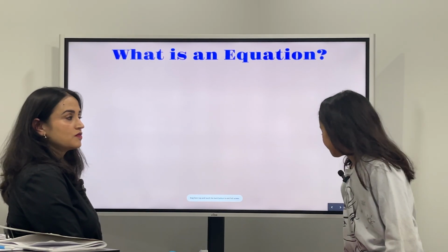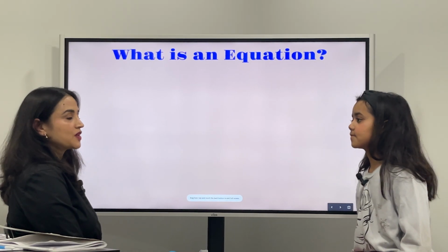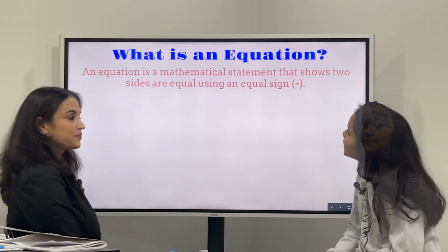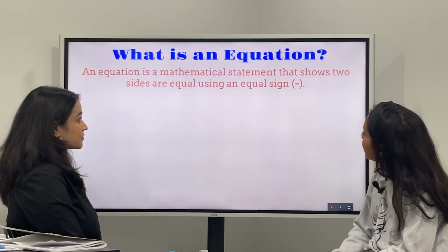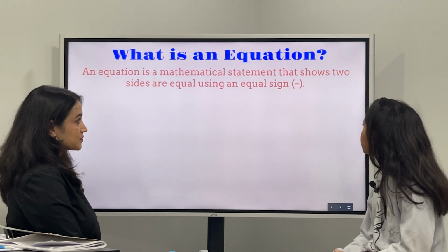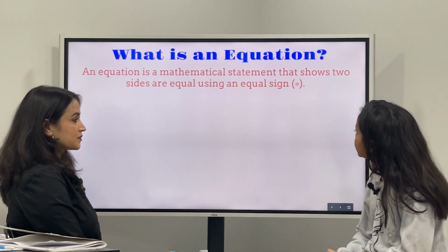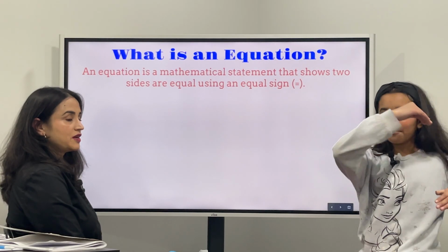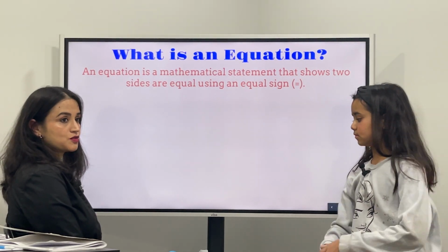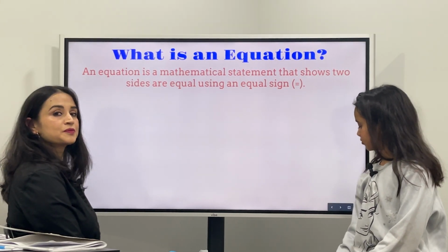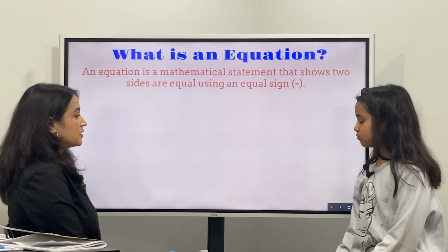So an equation always has an equal sign. An equation is a mathematical statement that shows two sides are equal using an equal sign. That's what we talk about, right? And she showed you that 2 plus 2 equals 4. That's an example of an equation.